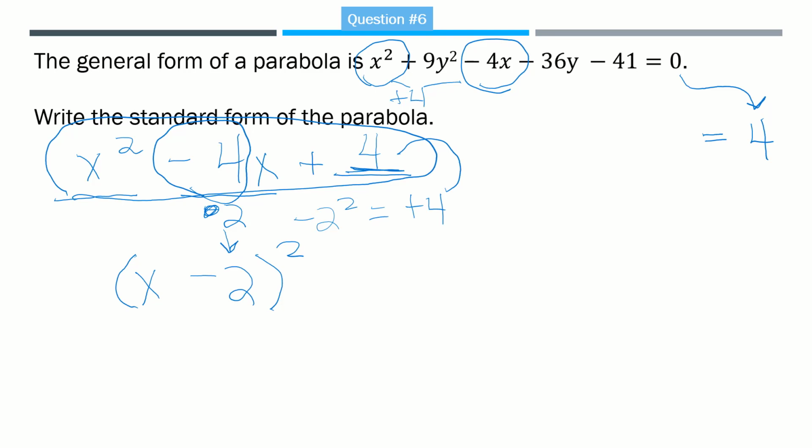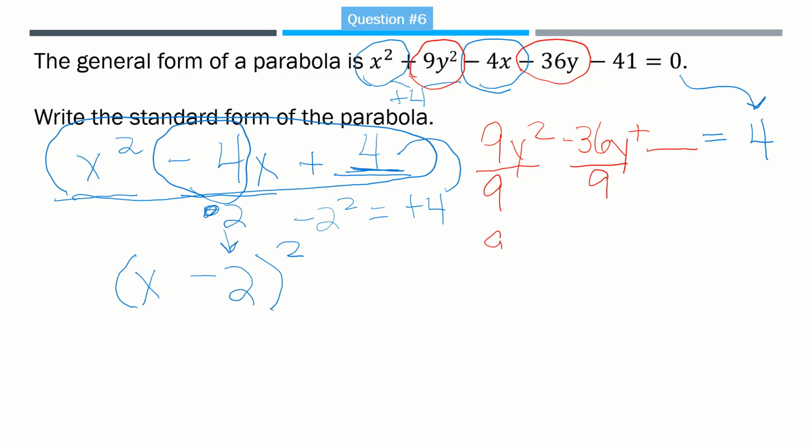Okay, now I'm going to move on. And I'm going to look at the terms that have a y in it. I've got positive 9y squared. And I've got minus 36y. And I want to do the same thing. I want to complete the square by adding something to this. All right, we cannot complete the square the way that we did previously with the x squared minus 4x until this coefficient is 1. So to get that into a 1, we've got to divide by 9. So I'm going to divide 9 by 9 and -36 by 9. And I'm left with 9.